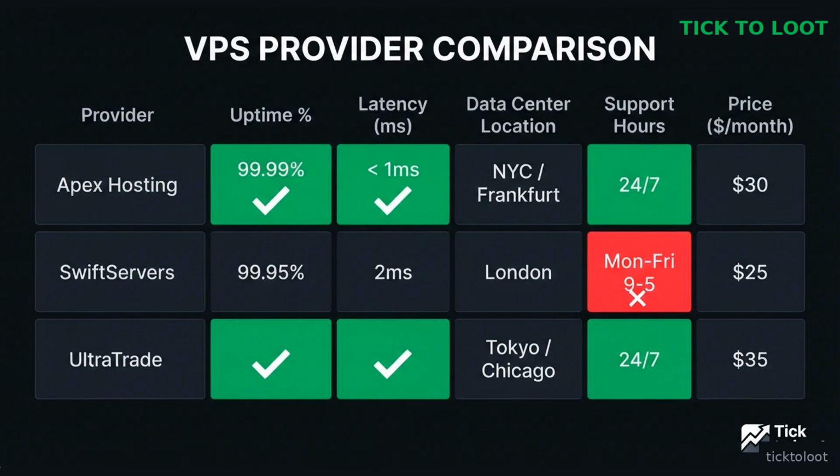Finally, balance price with these features. A mid-range plan that offers solid uptime, low latency, nearby location, and responsive support is worth more than a rock-bottom deal that leaves you in the dark. By weighing these criteria, you'll find a VPS that keeps your EA running smoothly, just like a reliable landlord keeps the lights on for a tenant.